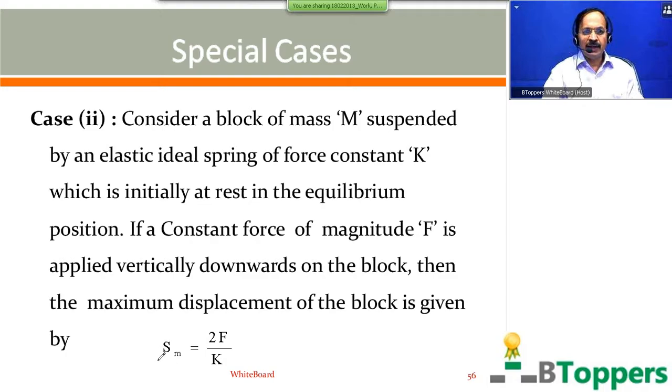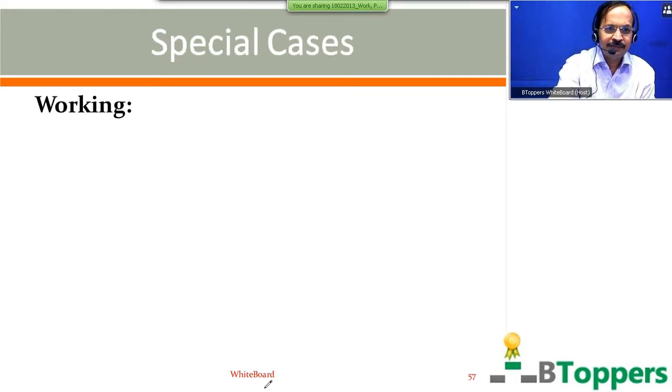This is not the maximum elongation of spring. Maximum elongation of spring will be, as I explained, 2F by K plus Xe. Xe means elongation at the equilibrium position. So in case you need more time to copy this conclusion, you can take a pause and take your time. I'm going to show you the working for this conclusion.